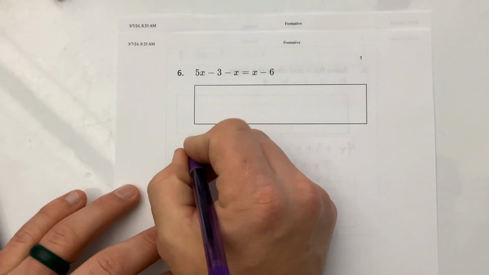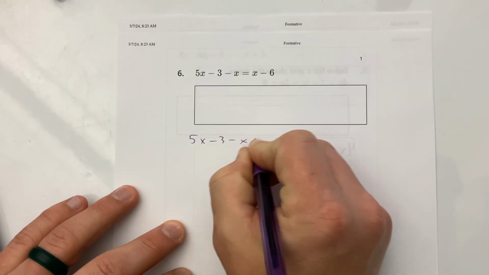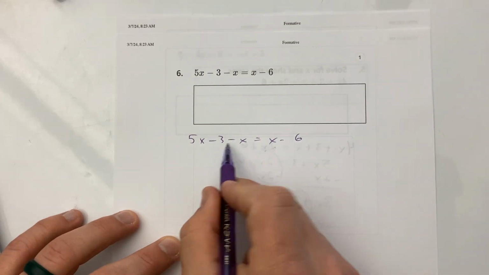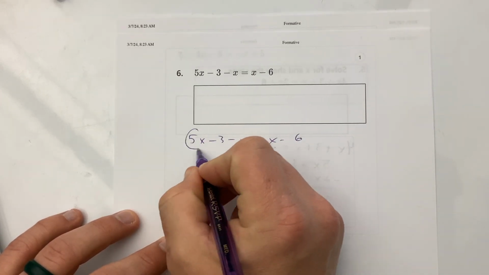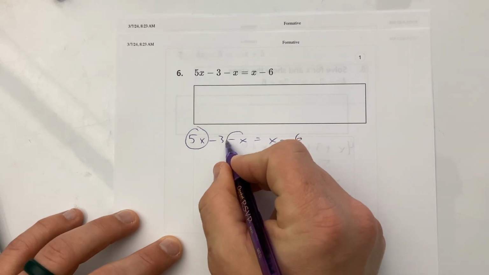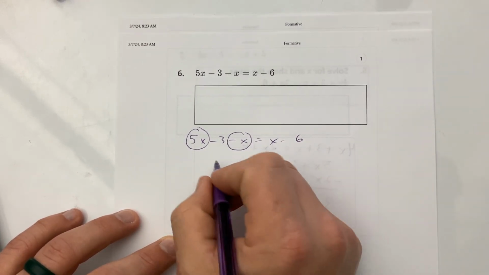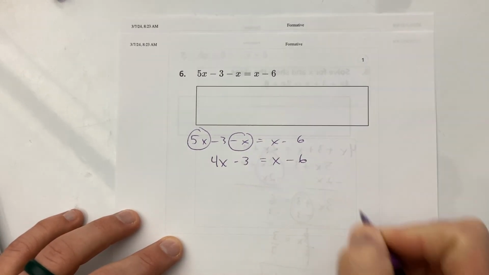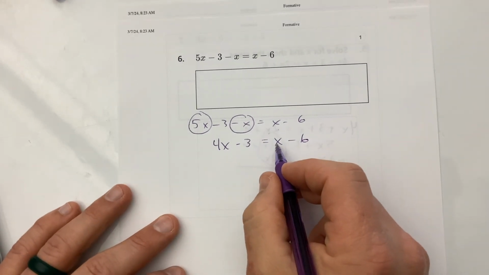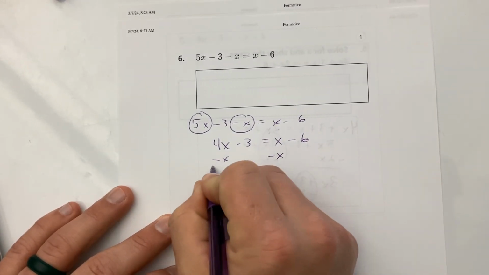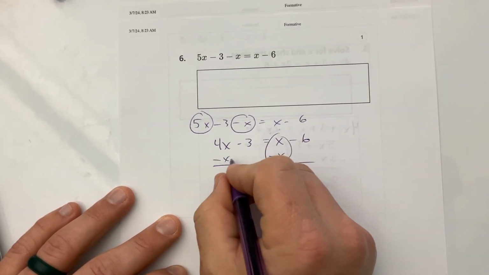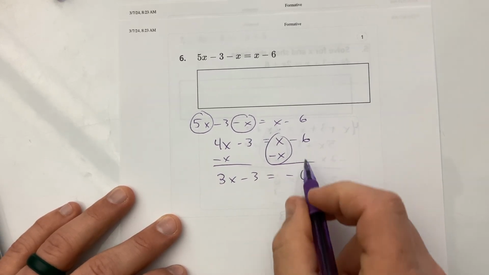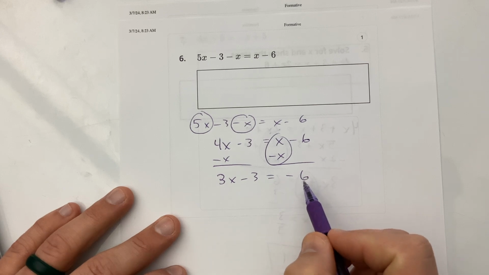5x minus 3 minus x equals x minus 6. Combine like terms first. This can get a little tricky. Remember, the sign to the left dictates whether it's negative or positive. So this is 5x minus x, which is 4x, and then don't forget minus 3. x is my smaller variable term, so I'm going to subtract x from both sides. 0. 4x minus x is 3x. Minus 3 equals negative 6.